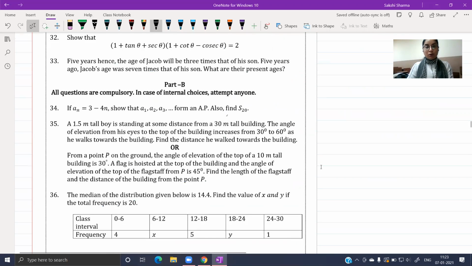32nd question is again from the textbook. Very simple question. You have to change tan and secant, cot and cosecant into sine and cos. Take LCM and then simplify. Identity apply hoti hai, I think.